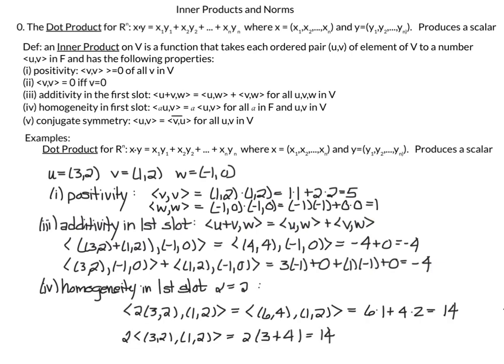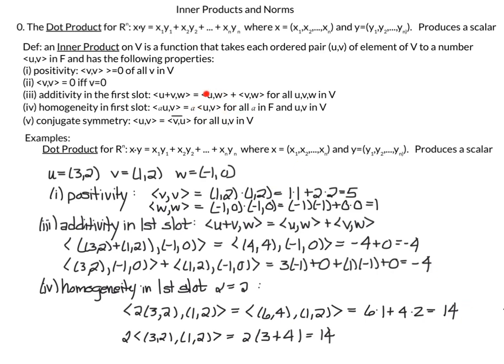The next property we'll look at is homogeneity in the first slot. So I'm going to set alpha equal to 2, and I'm going to look at the inner product of alpha u with v. This is alpha, 2, times u, 3, 2, inner product with v, 1, 2. So we have 2 times 3, 2, which is 6, 4, inner product with 1, 2, so we get 6 times 1 plus 4 times 2, which is equal to 14.